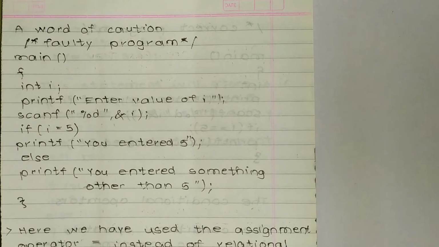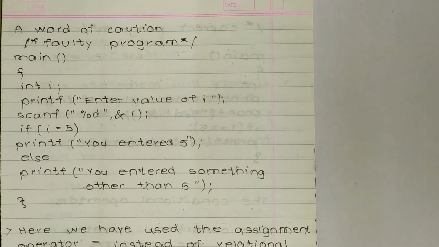Now int I, so I is an integer. Now printf, enter value of I, that means we are telling the user to enter the value of I. Now scanf, %d, ampersand I. %d is used because I is an integer. Now if I is equal to 5, that means if I is 5, here we are starting a comparison.